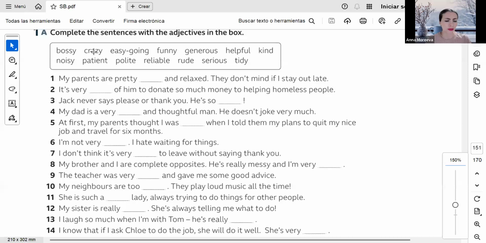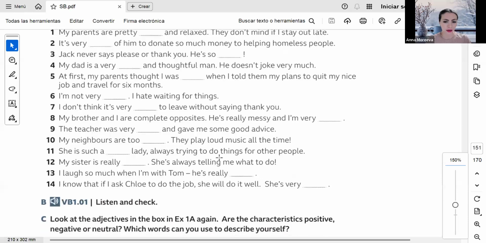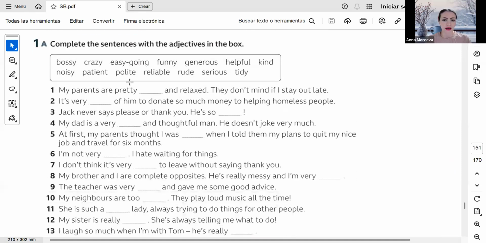Very good. So let's start with our homework. That was to say which characteristics are positive, negative, neutral, and then to describe ourselves. Let's say first, which are positive? For example, kind is positive. What else?